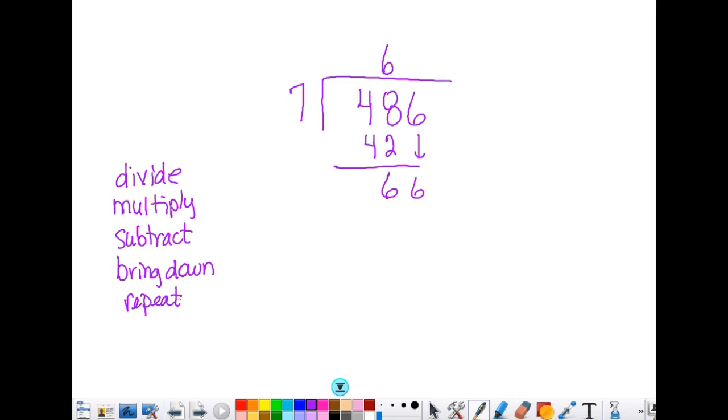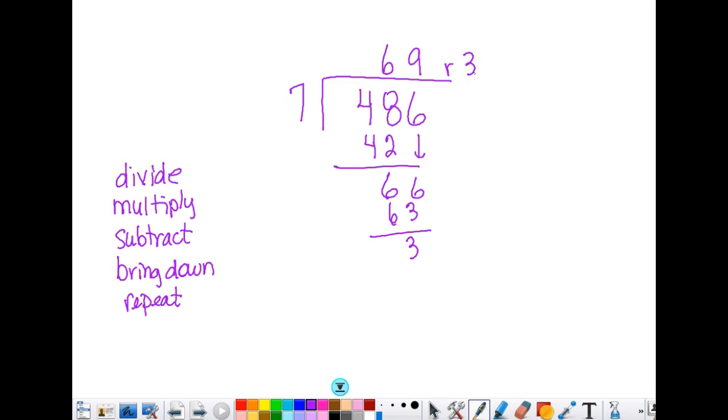Something times 7 will go into 66. Okay, 9. 9 times 7 is 63. So we divide, we multiplied. I just did that when I wrote that 63. And then you subtract, and there's nothing else to bring down. So now I have a remainder of 3.